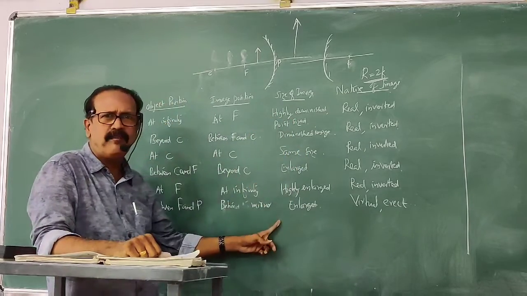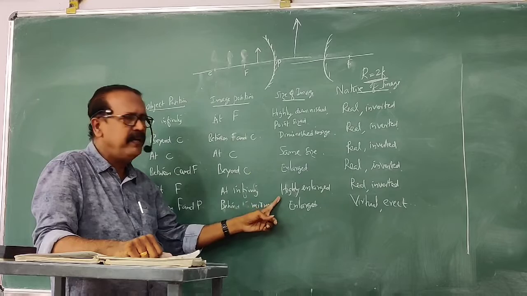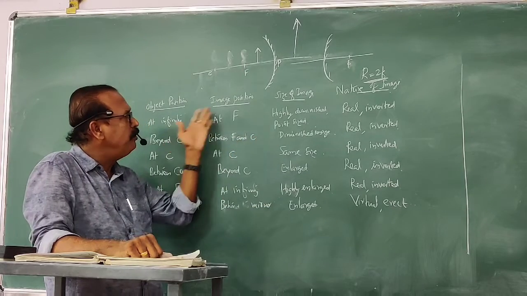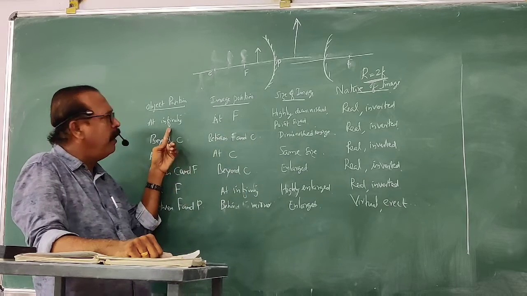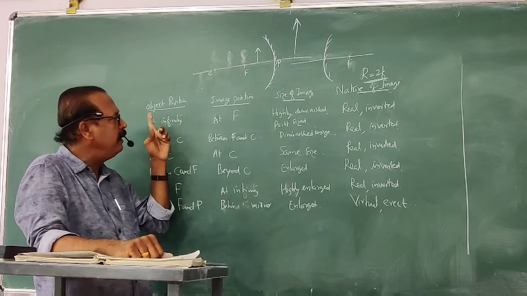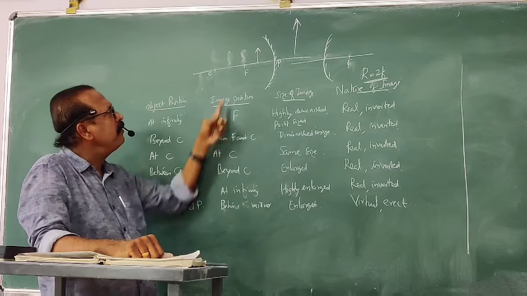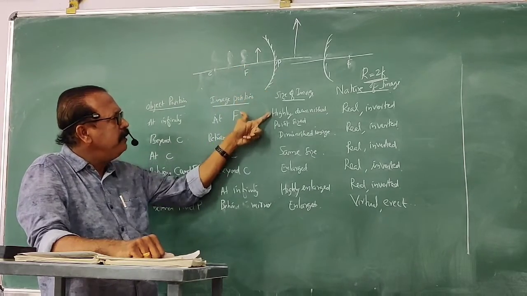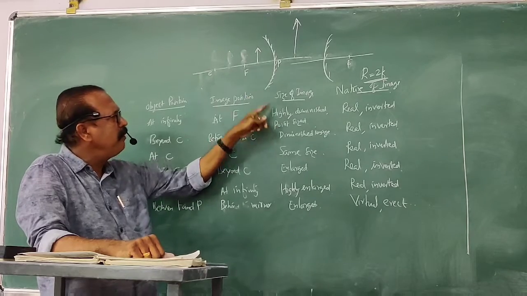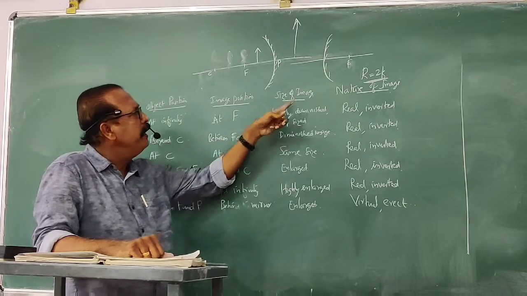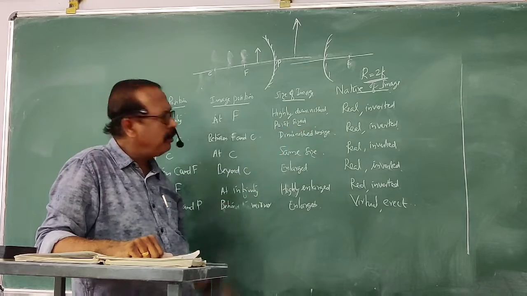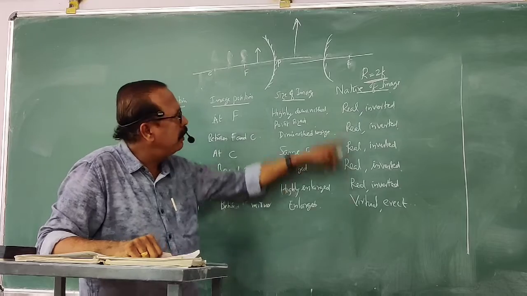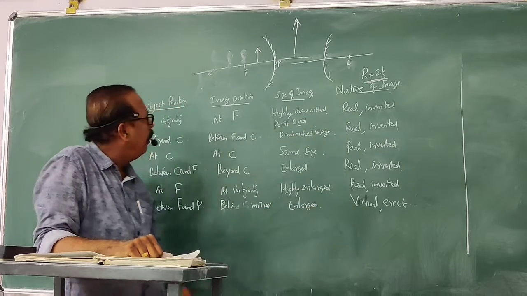Now coming back to the various positions, next class I will draw the ray diagrams to show how these images are obtained. Object far away at infinity, the image is formed at the focus. The size of the image is highly diminished, point size, very small. The nature of the image is real. All are real and inverted. Only one image is virtual. Others are the same, real and inverted.